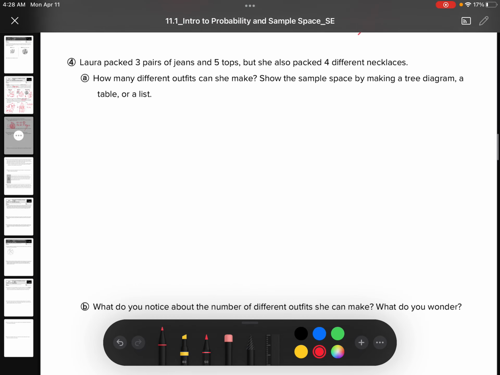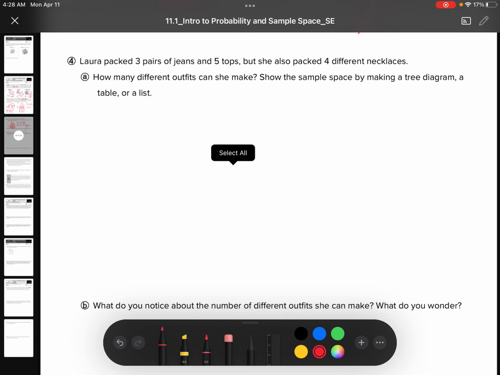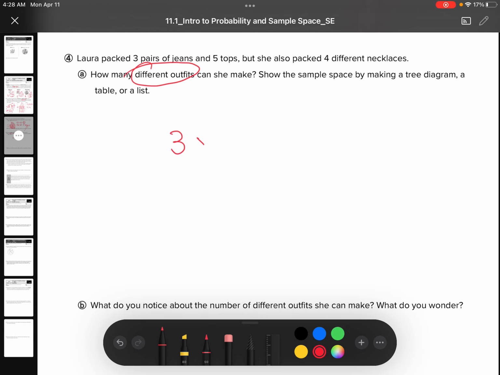Now this one's also the same thing. Laura packed 3 pairs of jeans, 5 tops, but also packed 4 different necklaces. How many different outfits can she make? Well, it's actually just 3 times 5 times 4, which will give you 60 different outfits.